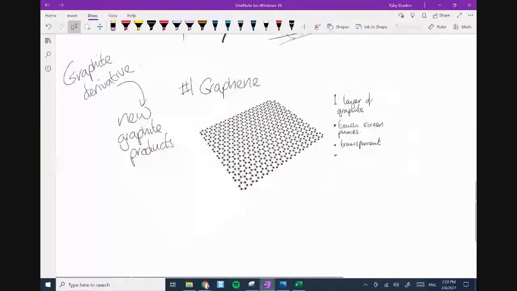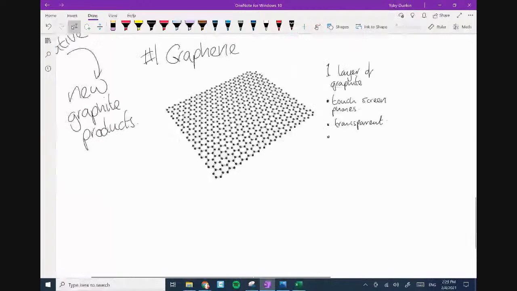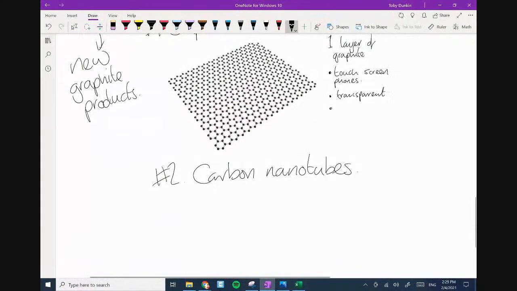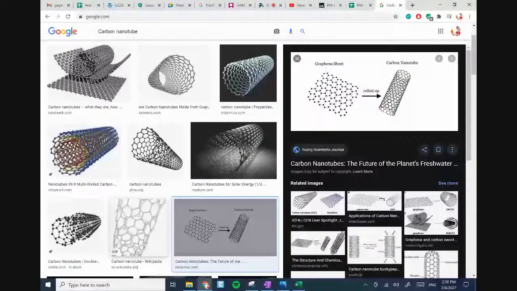So there's graphene. Now the next one is even cooler. The next one are called carbon nanotubes. So that's graphene, single layer. Number 2 is carbon nanotubes. And if you notice, it's really cool. They basically take a graphene sheet and they roll it into a tube. It's really cool. There you go. Look at that. Graphene to carbon nanotubes.